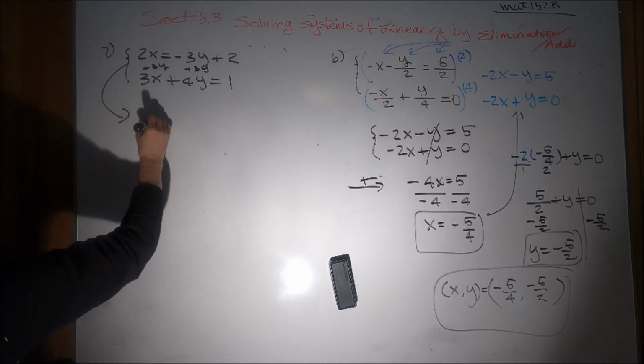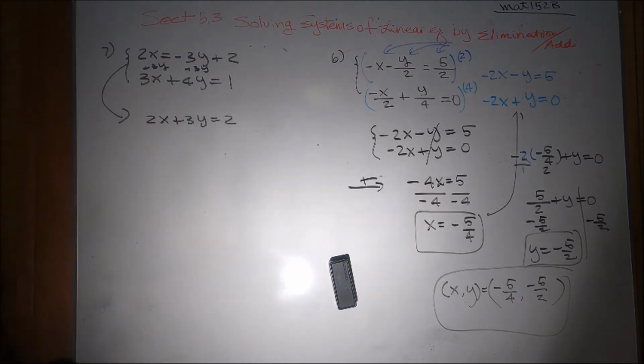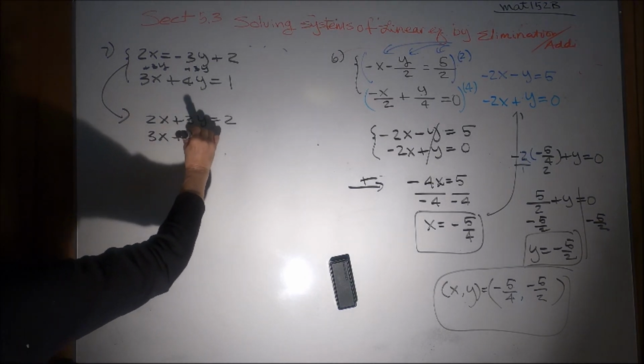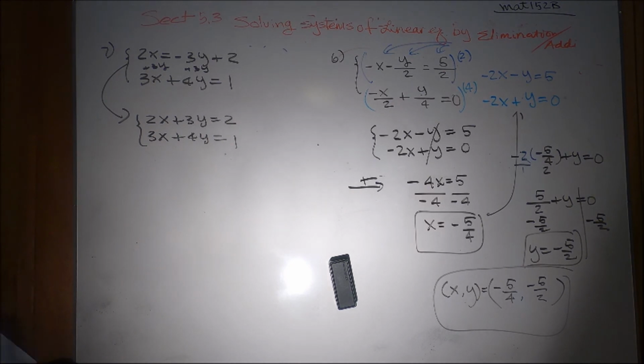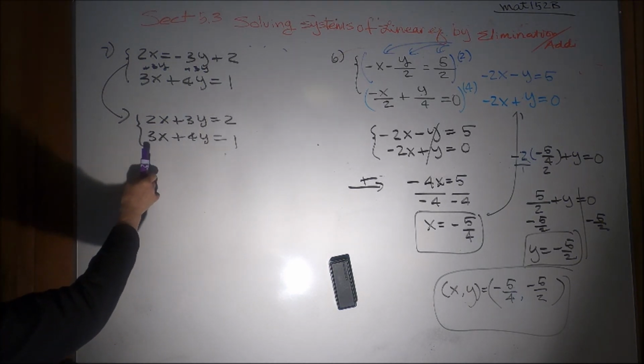So the first one will be what? 2x plus 3y equals 2, right? Then rewrite the second one you are working with again, so you can put them together. Then next, you have to decide which one you want to eliminate. 3 and 4, you use 12 as the LCD. 2 and 3, you use 6. Sounds easier. So we eliminate the x.